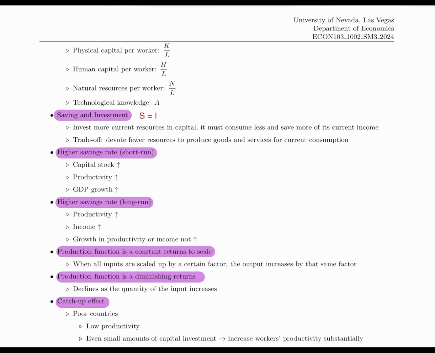A key point here is that saving must equal investment. When an economy aims to accumulate more capital stock through investment or saving, there is a trade-off involved. Current consumption must decrease to allow for future growth. In the short run, a higher savings rate can boost the capital stock, enhance productivity, and spur GDP growth.